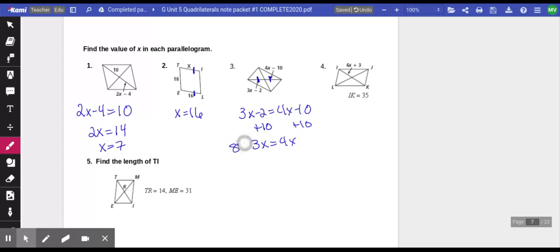Oops, I forgot the plus 8. So that means x equals 8. So I want you to pause and try 4 and 5.